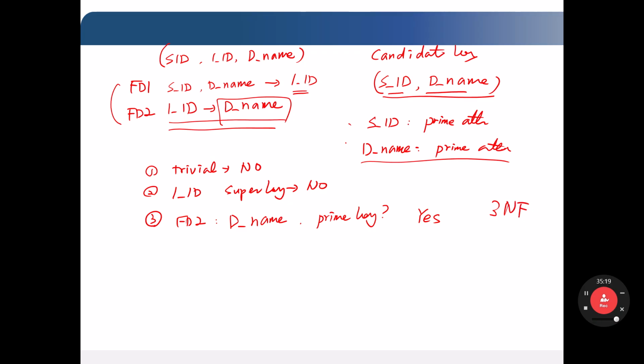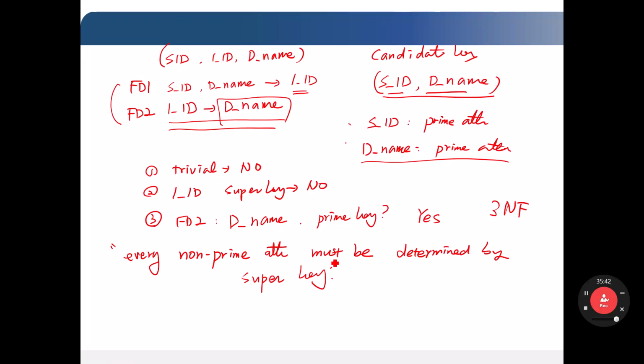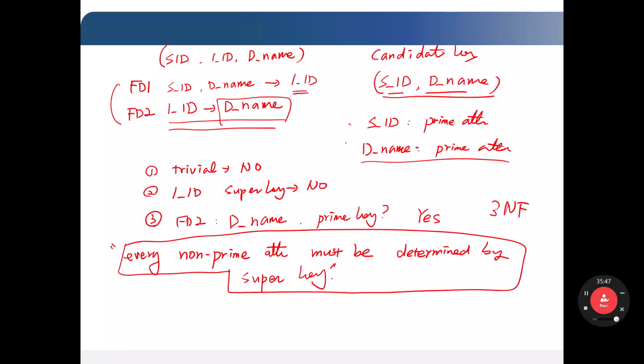What this means is every non-prime attribute must be determined by a super key, nothing else. So this is the rationale of 3NF. This is the key idea of 3NF.